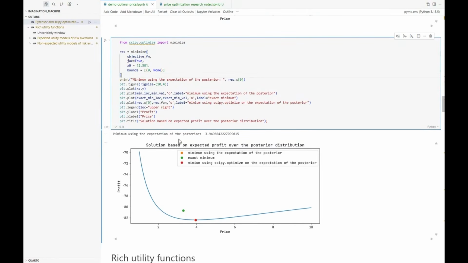And you can see that SciPy arrives at the same conclusion. We did the best price conditional on certainty is about $4. So that is the workflow, the first pass at it. We could talk about a little bit more.